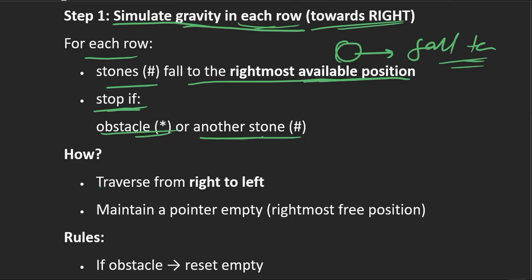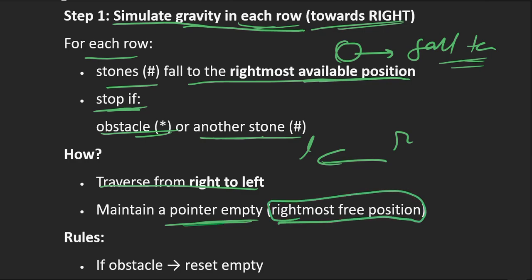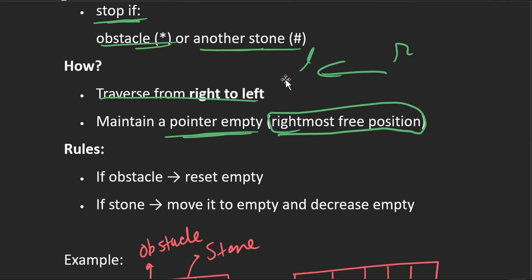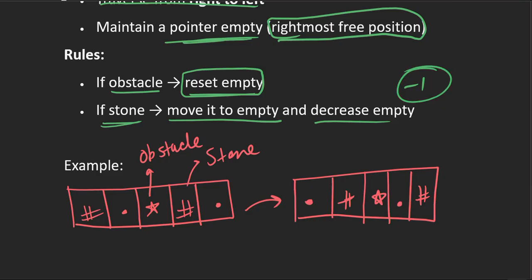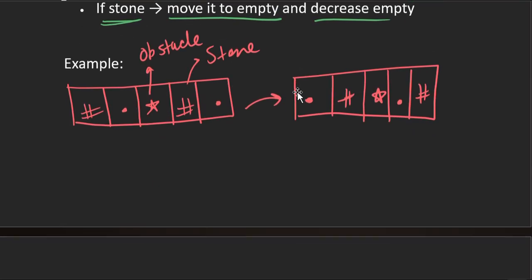So what we do is we traverse from right towards left direction, and we maintain an empty pointer which will store the index or position of the rightmost free position, right? So that empty pointer will store the rightmost free position. And the rules are, if we get an obstacle, then we reset the empty pointer. And if any stone is there, then we move that stone to the empty place and then decrease empty by -1, right? So let's see the example to get it more clearly.